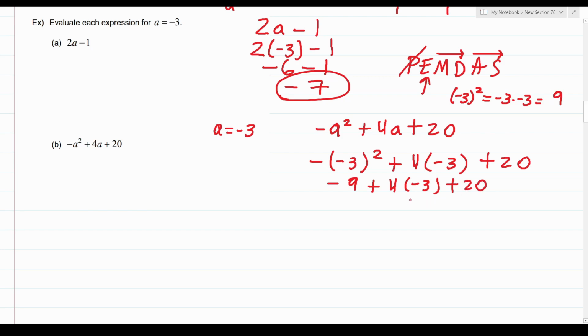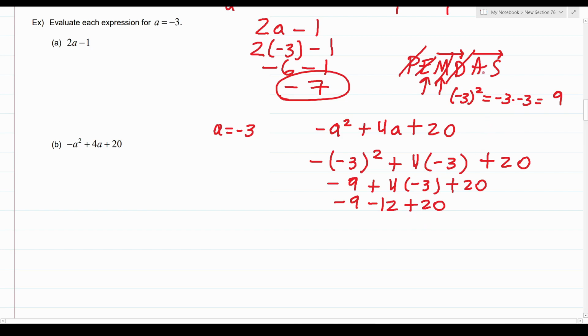All right, let's take a look and see what else we have left in terms of operations here. We have plus, we have 4 times -3, so multiplication, and then plus 20. Of course, we do multiplication and division before addition and subtraction. So we're going to take care of that multiplication next. So let's go ahead and do that. This becomes -9. Positive 4 times -3 is -12 plus 20. So we took care of our multiplication there. There's no division, so we can cross that out. And then finally, we just have subtraction right here and addition right here left to do.